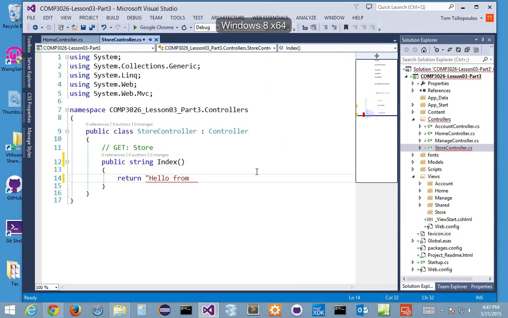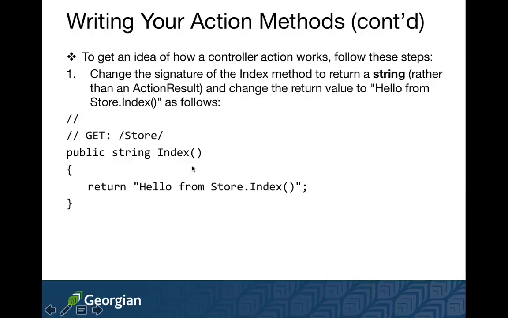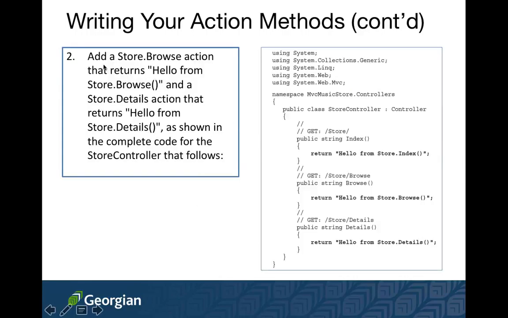All right. Store.index. So hello from store.index. The reason we're putting that in there is just to show which of my routes are being returned here. That's what this is doing. That's the first piece that we're going to do. The second piece is we're going to add a store.browse action that returns hello from store.browse, and a store.details action that returns hello from store.details. So how do we do that?